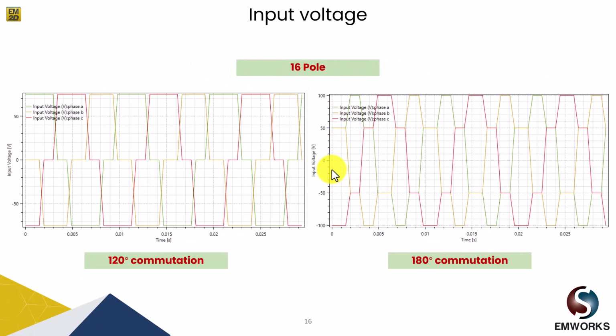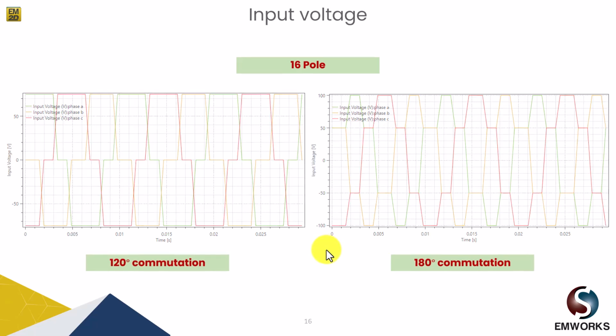Next we have the input voltage, which we are going to supply to analyze its on-load performance. In case of 120 degree commutation, we supply a voltage which is on for 120 degrees and off for 60 degrees. Whereas in 180 degree commutation, we supply for 60 degrees at VDC by 3, for another 60 degrees at 2 VDC by 3, and so on. So we have these different commutations, as you can see here, which are supplied to the 16 pole BLDC motor windings, and we'll see its performance.